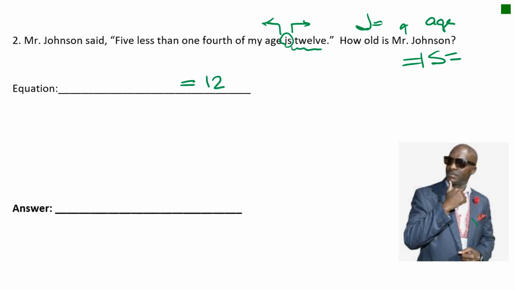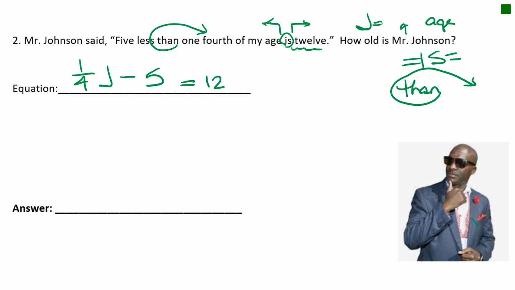Now remember, the other word you're looking for is if you see the word than, you start in the back. 5 less than, there it is, 1/4 of my age. What does my age mean? Well, Mr. Johnson's talking, so that's how old Mr. Johnson is. So we have 1/4 of Mr. Johnson's age, and then we went 5 less than that. So we're going to add 5. We get 1/4 of J is equal to 17.